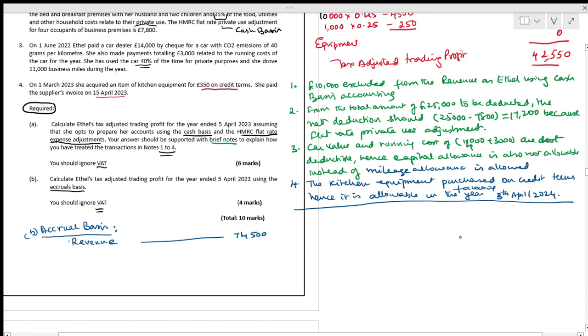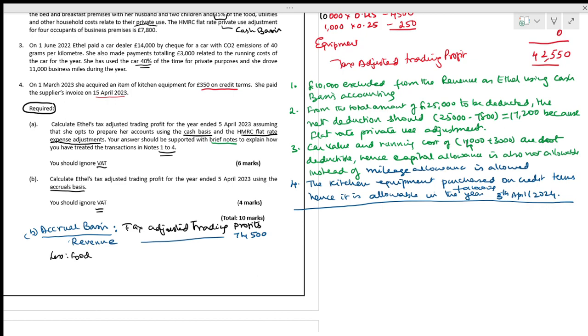Okay, comparison 74,500. Accrual basis. Write down the thing. I didn't write. Tax adjusted trading profits. My handwriting is not that much good, okay? Trading profits. Is it tax adjusted trading profit on accrual basis? Fine. Revenue. Next. Less food utilities.